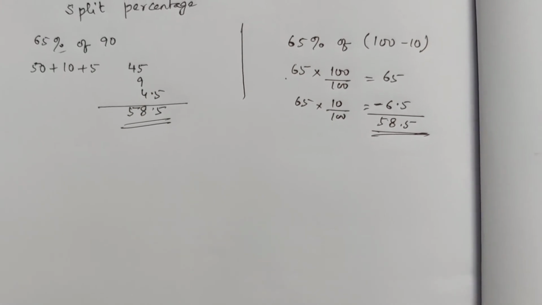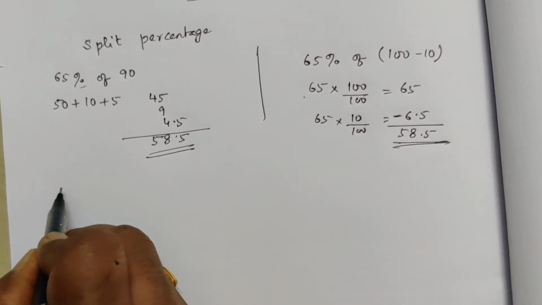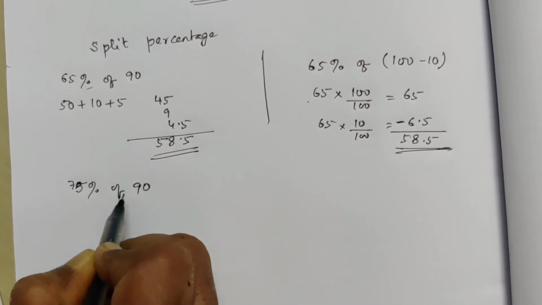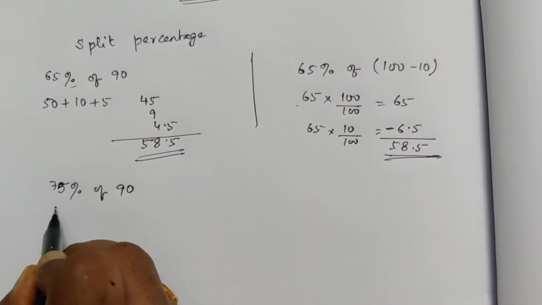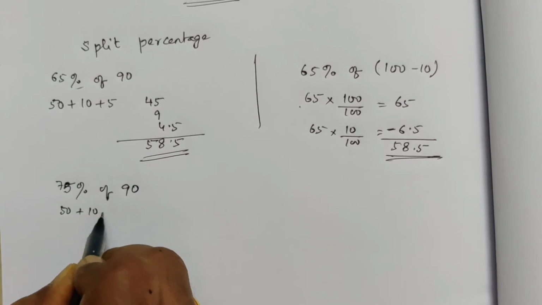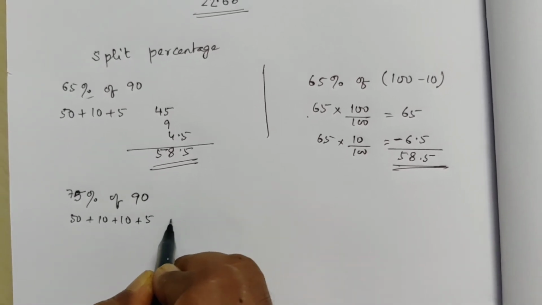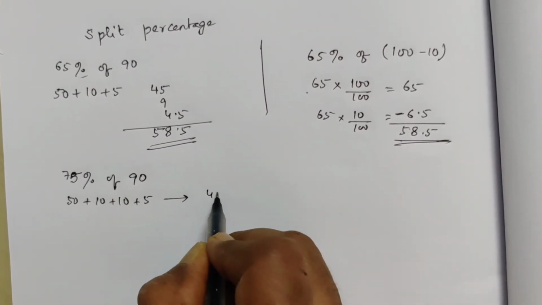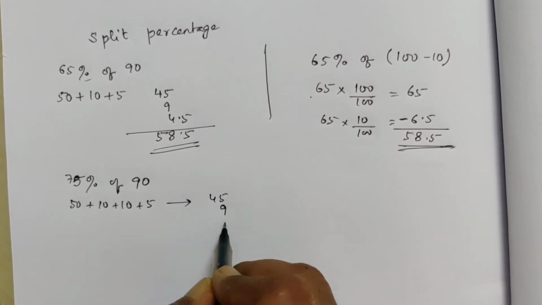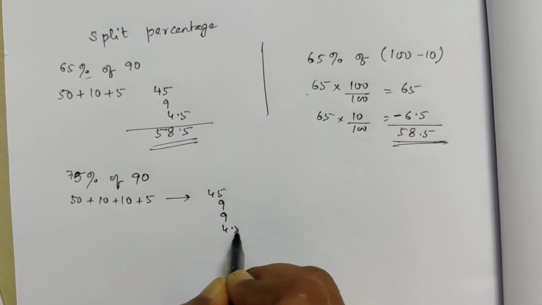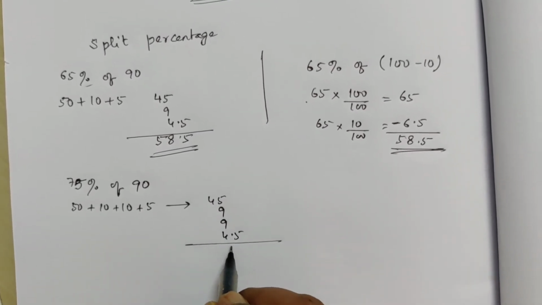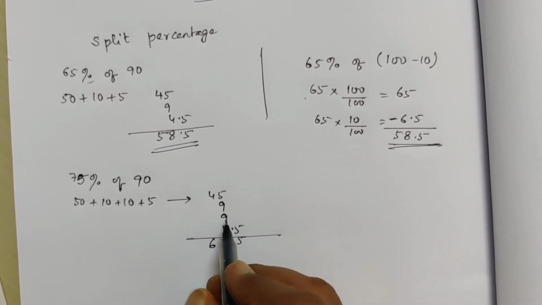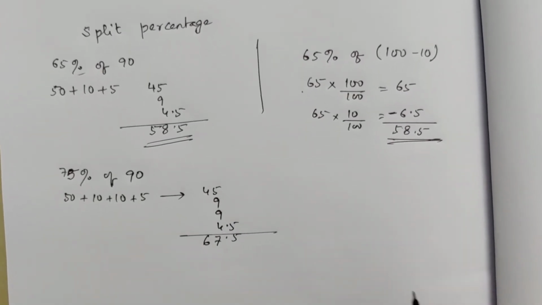Now we are going to do 75% of 90. Here 50 plus 10 plus 10 plus 5 of 90. 50% of 90 is 45. 10% of 90 is 9. 10% is 9. 5% is 4.5. Okay, so this is the answer.